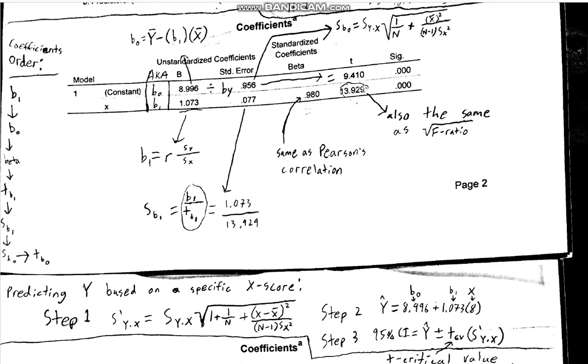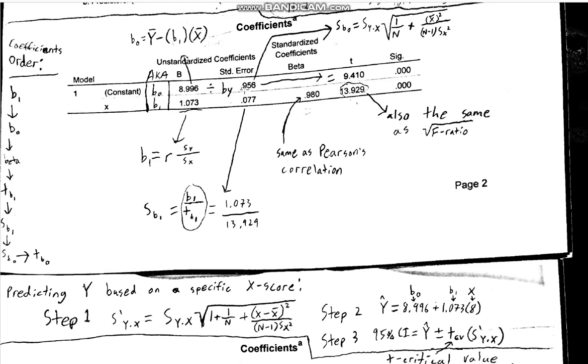Next, we can get the t of b sub 1, so the t statistic of this bottom row, and that is simply the square root of the F ratio, which we got earlier in the assignment. That's a good way to save some time rather than going through and solving everything out.